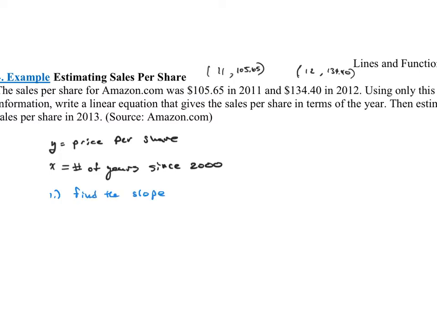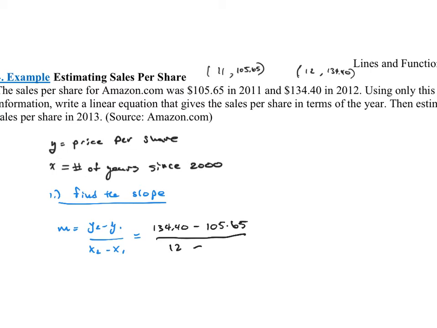So let's find the slope of the line. If you remember, to find the slope, that's y2 minus y1 over x2 minus x1. Look at those points that we have. The second y value, the second price, was 134.40, minus the first y value, 105.65. The second x value was 12, and the first x value was 11. Just remember, you've got to make sure that they line up. For instance, here's the point 12, 134. They should be straight on top of one another, and they are.